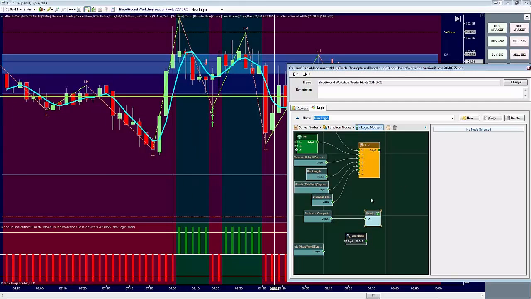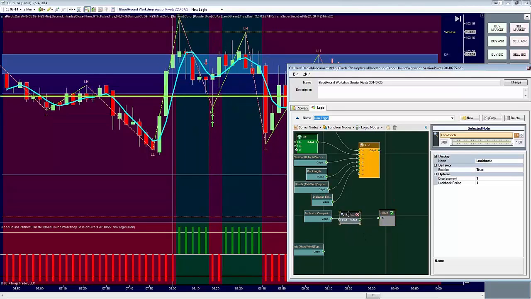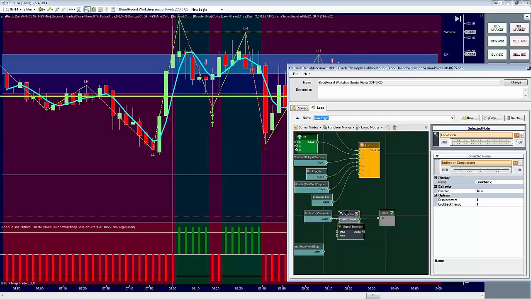So how would I do that? I would do that by extending the signal forward a couple of bars. And I can do that with the Lookback node or with the signal extender node. So let's use the Lookback node.